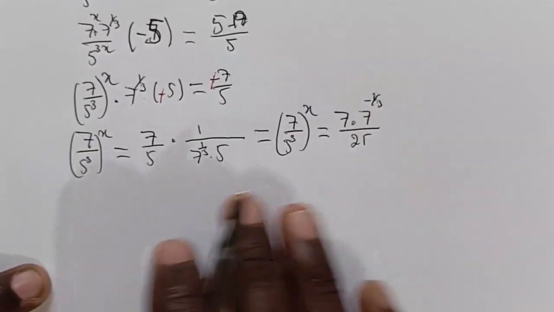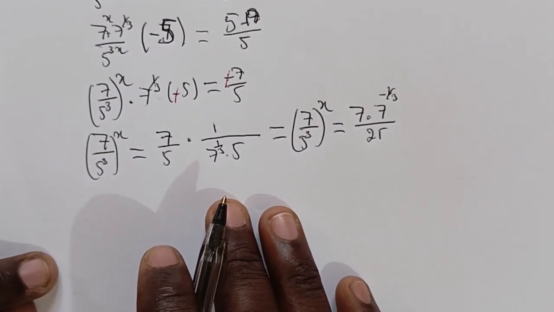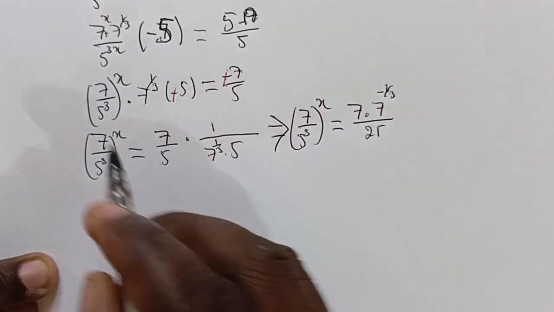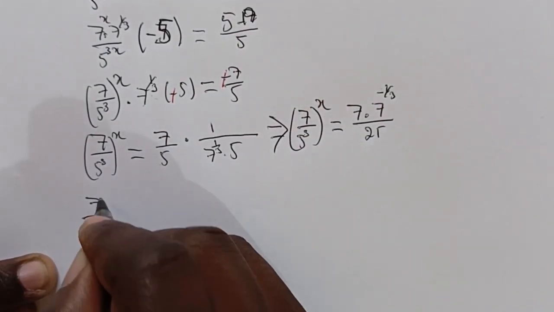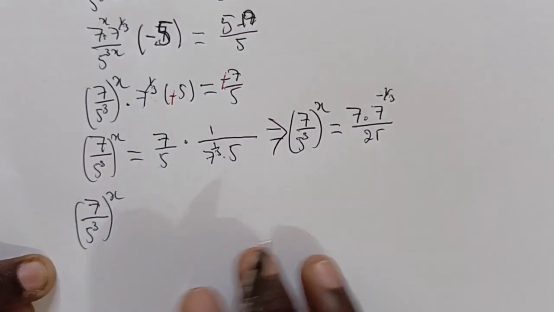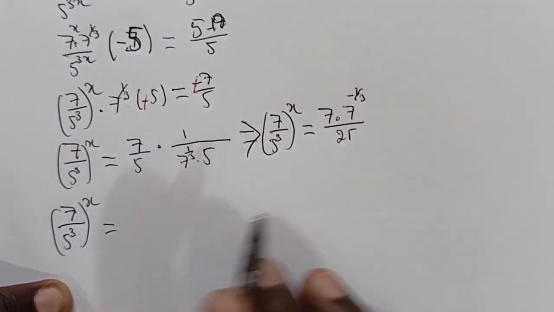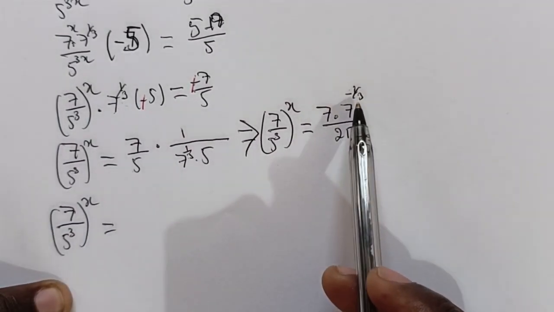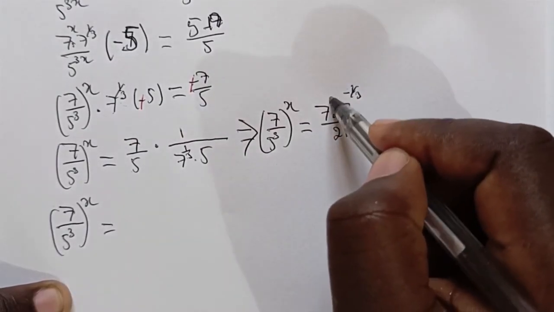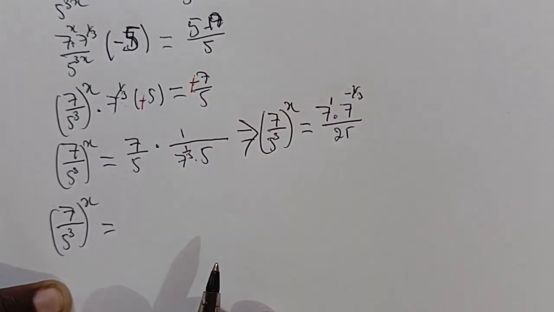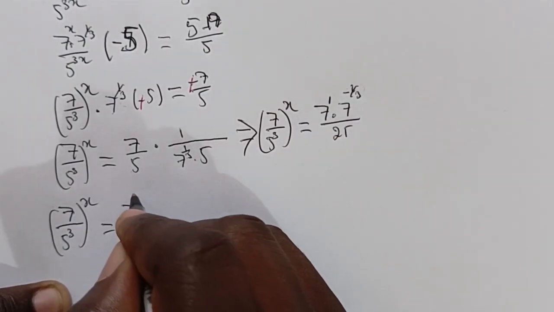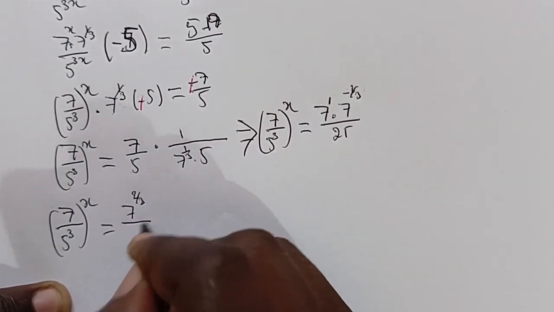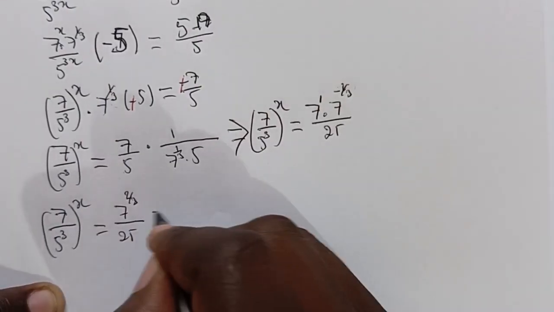Okay, now I have 7 over 5 raised to 3 to the power of x. This is equal to, here I have the power of this 7 here is 1. That's why summing their powers, we have 7 to the power of 2 over 3 by 25.